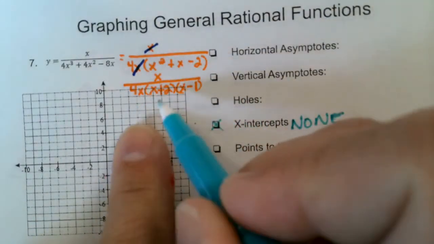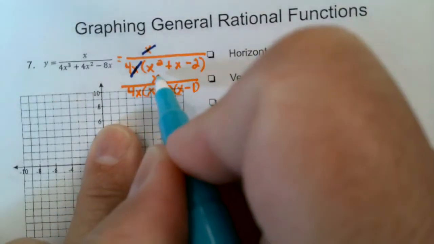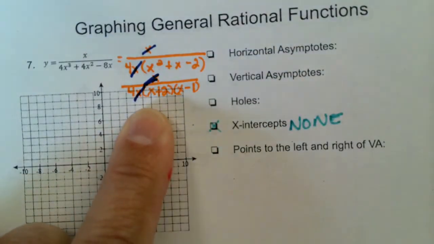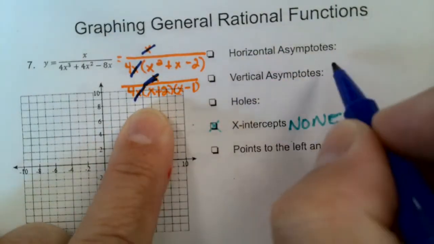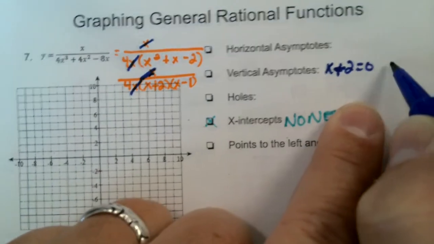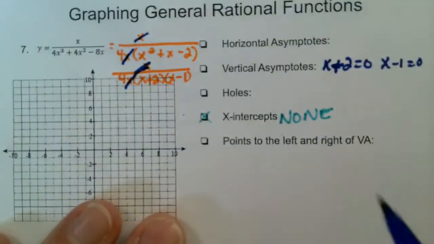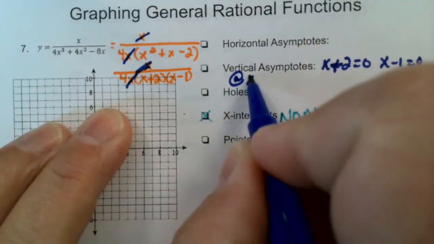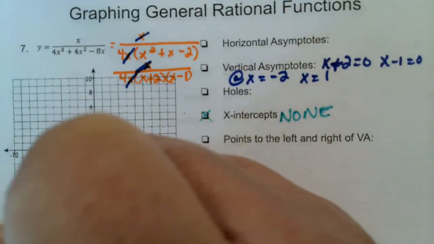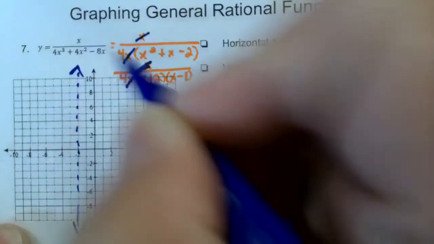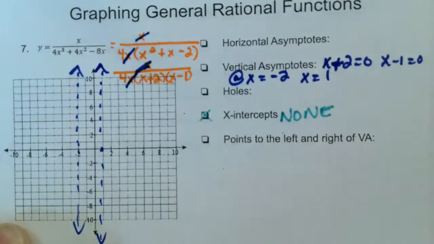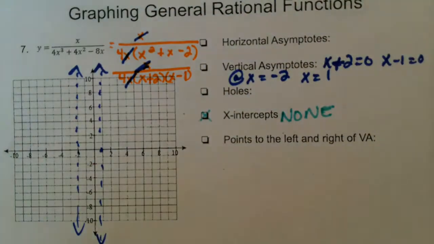So that's our denominator. Again, oh, I crossed out the wrong x's. That's confusing. So we have x plus 2 equals 0 and x minus 1 equals 0. That means I have vertical asymptotes at x equals -2 and x equals 1. So -2 is this way, and 1 is this way. It's a teeny tiny little section there.